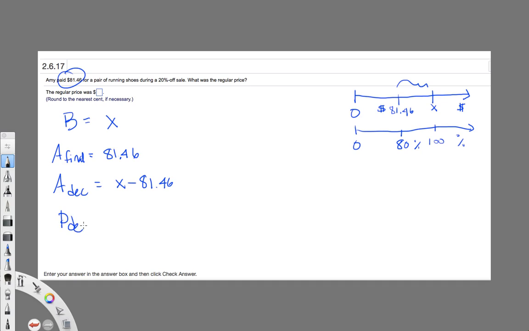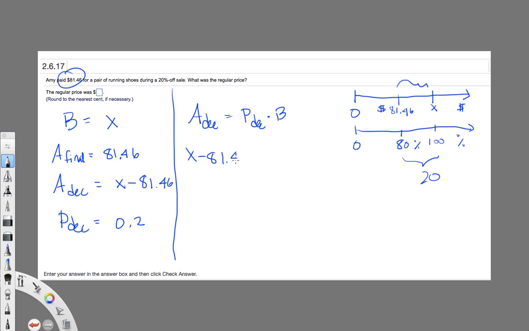The percent decrease is 0.2, 20%. So the amount of the decrease, this distance, is the same as the percent decrease times the base, and that is 20%. So X minus $81.46 equals 20% of X. So stop the video if you're at all unsure, run it back. Make sure that that equation makes sense to you.